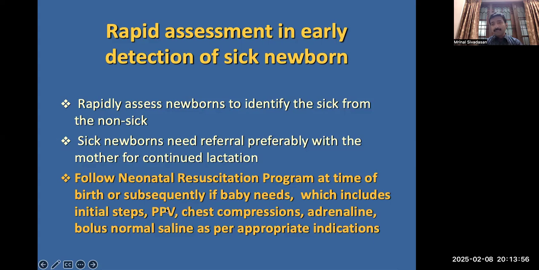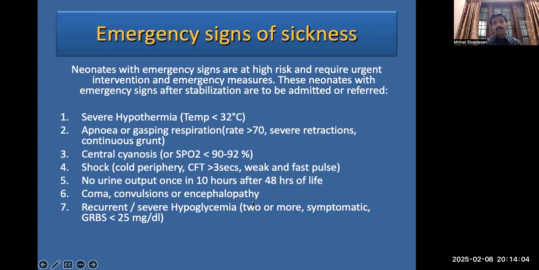If the baby is apneic or the heart rate is less than 100, give positive pressure ventilation, and rarely chest compression, adrenaline and normal saline bolus also. The NRP, Newborn Resuscitation Program training, is a must for all doctors who take care of newborns. Now we will go through the emergency signs of sickness.